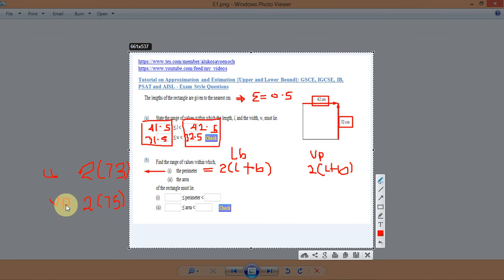So I can write my range now. The range of values I'm going to have for perimeter, because I will now use P there. My final answer for question 1 will be 73 times 2. Let me use the calculator now. 73 times 2, that is 146. So 146, that will be the lower bound.